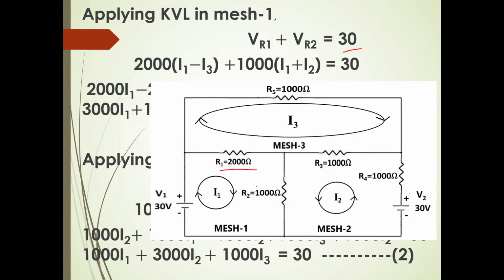So 30 is equal to what? Voltage drops. How many voltage drops will be there? 2 resistors are there. So the algebraic sum of the voltage drops across each resistor. What is the voltage across R1? VR1. What is the voltage across R2? VR2. Okay. So the algebraic sum of voltage sources: only one voltage source is there, and that value is 30. So 30 is equal to the voltage drop across R1 and the voltage drop across R2.